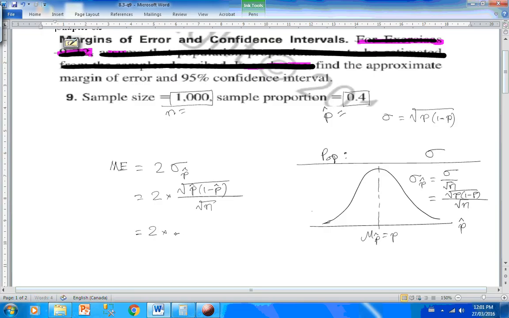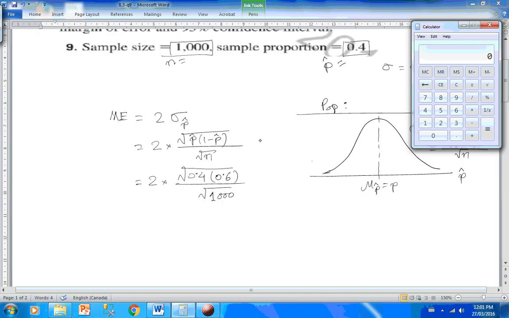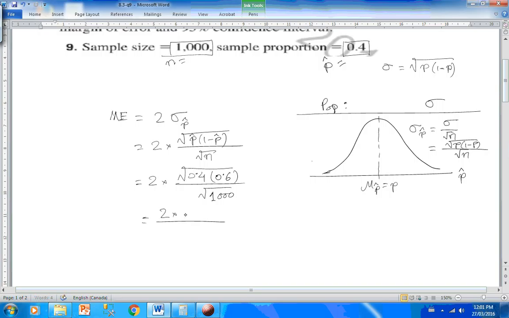Let's plug in the values. On the numerator, I have square root of 0.4, which is this guy, times 1 minus 0.4, which would give me 0.6. On the denominator, I'll have square root of 1000, the sample size. Now if I use my calculator, inside this square root I have 0.4 times 0.6, which is 0.24. So let's write that down on the numerator. I have 2 times square root of 0.24. On the denominator, I have square root of 1000.